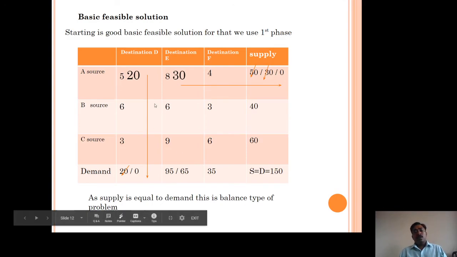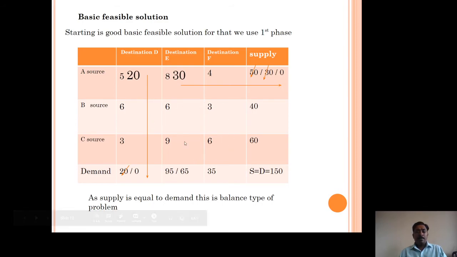Now how many cells are remaining? These 4 cells are remaining. So which is the northwest corner? This is the northwest corner for this. How much can we allocate? Again, the requirement is 65 left over here, but the supply available for source B is 40. So we can allocate only 40.